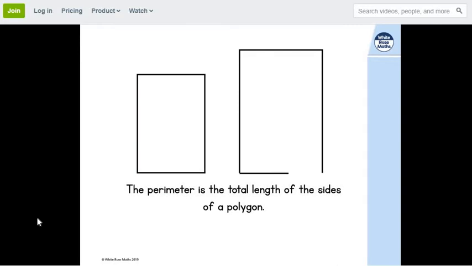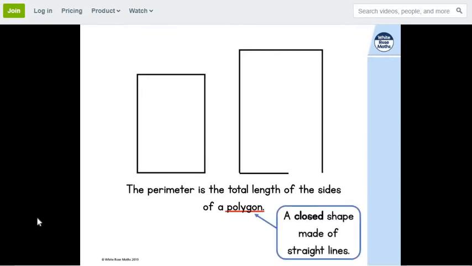The word perimeter means the total length of the sides of a polygon. What about this word polygon, though? It's a closed shape made of straight lines. Well, both figures are made out of straight lines. But the one on the right isn't closed. So actually, the one on the right doesn't have a perimeter we can measure. So it will be the one on the left.